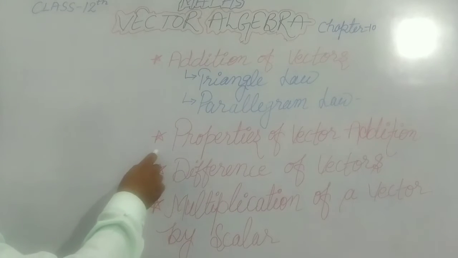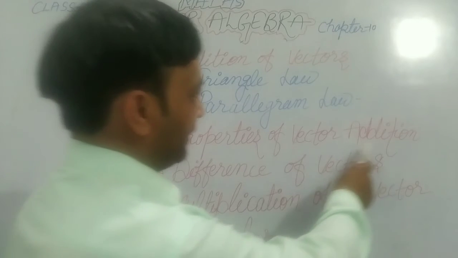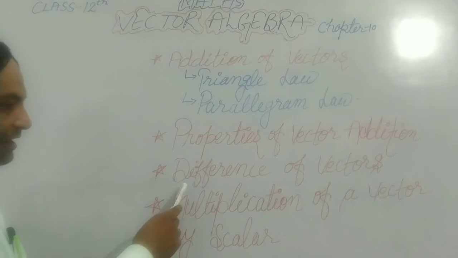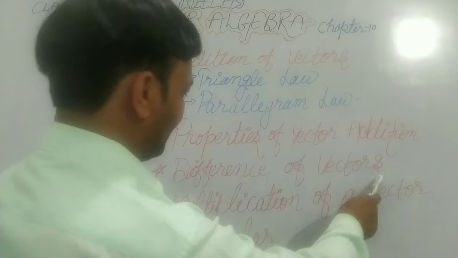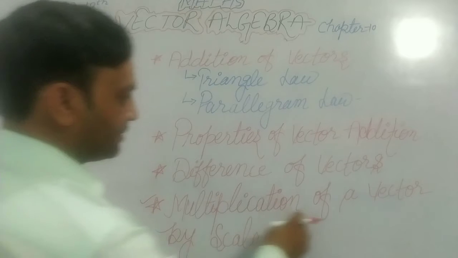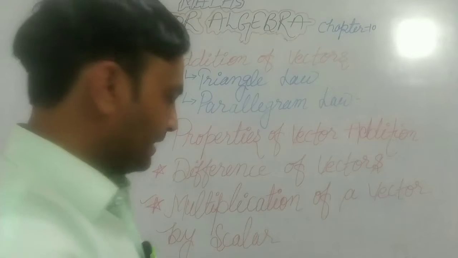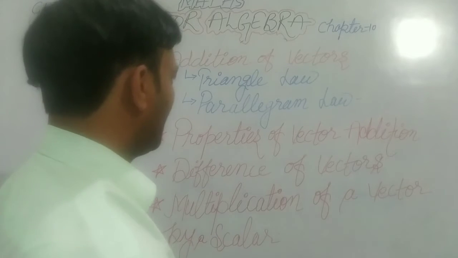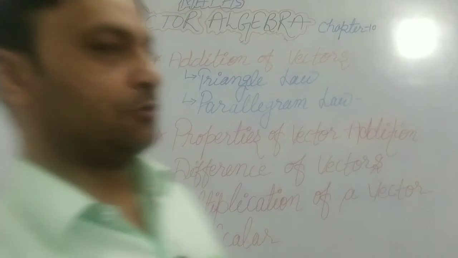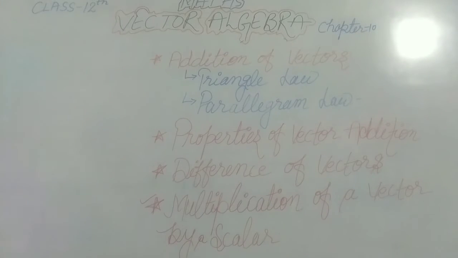Thereafter, the second topic we have is properties of vector addition, isn't it? And the third one we will discuss is difference of vectors. And the last topic we will cover is multiplication of a vector by a scalar, isn't it? So we will cover four topics. So let's see first, addition of vectors.